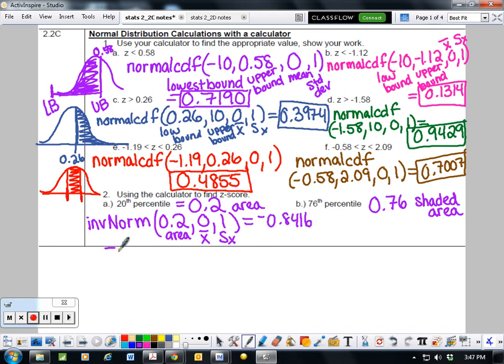So my z-score is negative 0.84. And if you wanted to draw a picture to go with that, I'm showing that this is about 20%, and I want to know this value, negative 0.84. So it just kind of gives you an idea. So let's see that again with the 76th percentile.